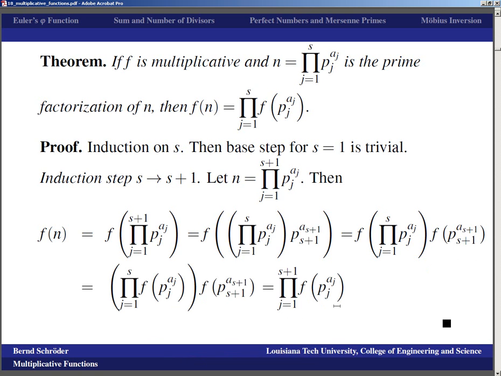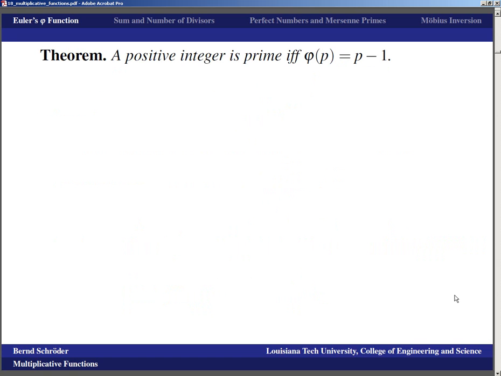And that's already it. So one of the nice things about multiplicative functions is that once we know what these functions do on powers of prime numbers, we pretty much know what those functions do overall, as long as we can factor the input. So now, a quick theorem that connects to the phi function, and that is that a positive integer p is a prime number if and only if phi of p is p minus 1. That shouldn't be too bad, because after all, the phi function gives us the number of all numbers smaller than p that are relatively prime with p.